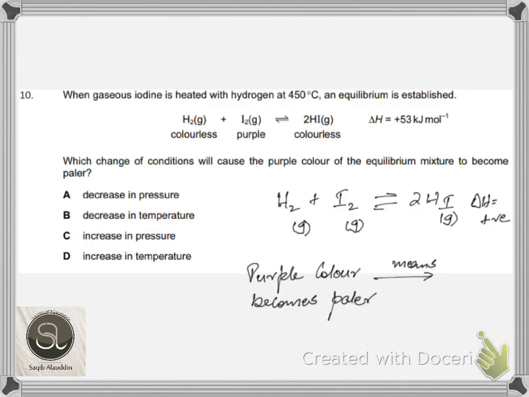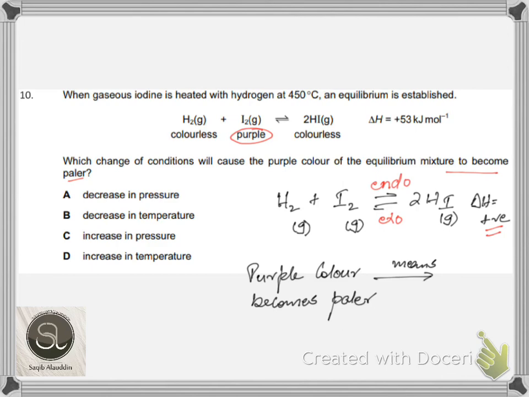Okay, the last question in this lecture. Gaseous iodine is heated with hydrogen at 450 and equilibrium is established. Now remember the delta H is positive, so the forward reaction is endothermic and the backward reaction is exothermic. Now this asks what change of conditions will cause the purple color of the equilibrium mixture to become paler. Remember, purple color is of iodine.